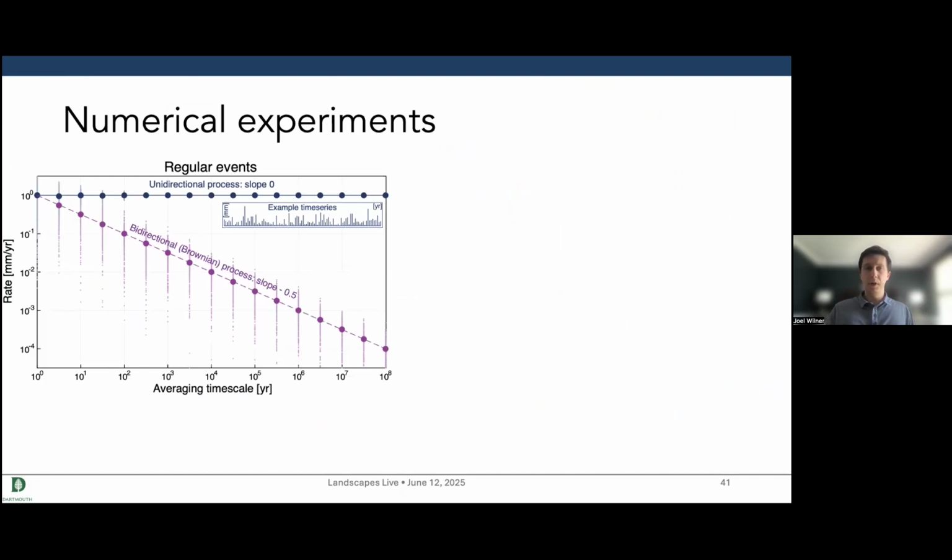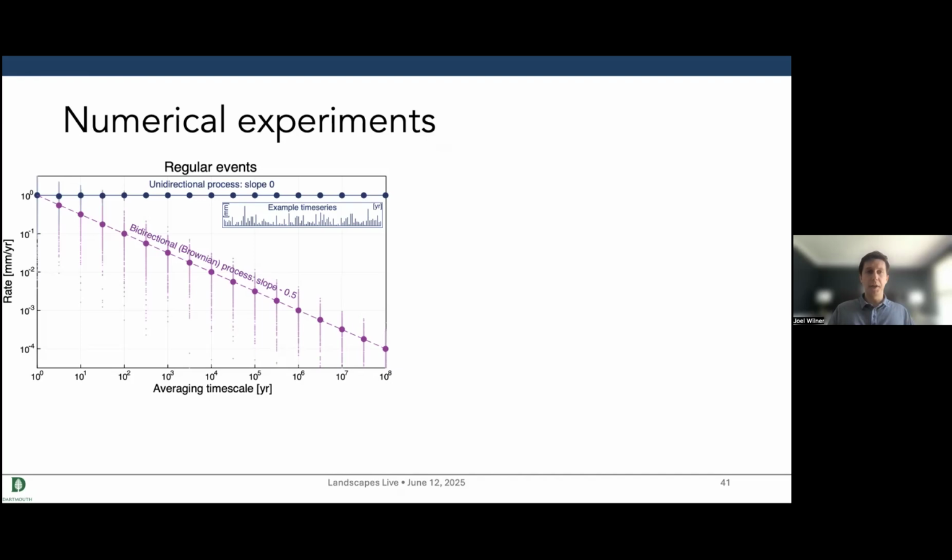So those were data analysis results. I want to go through these numerical experiments that we ran to supplement this big data analysis. These numerical experiments are inspired by the work of Ganti and others.